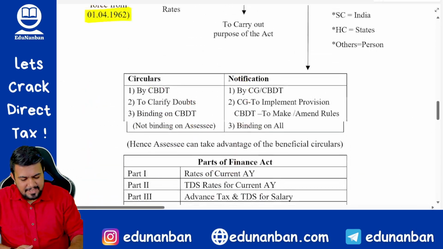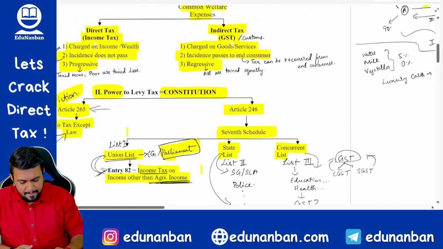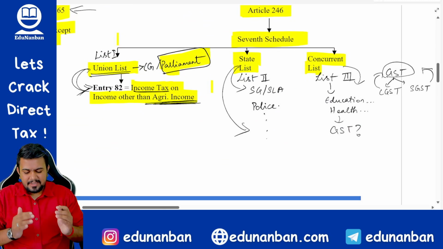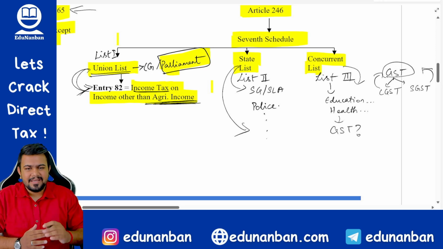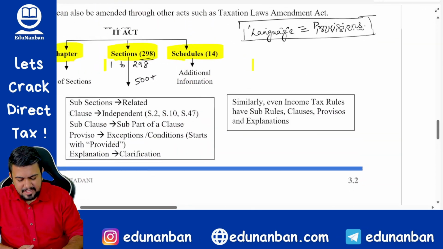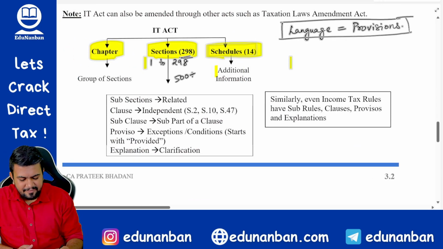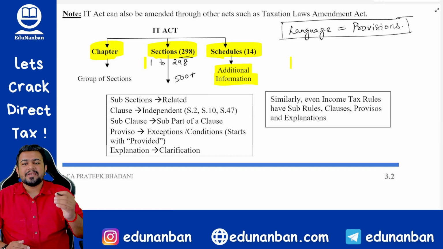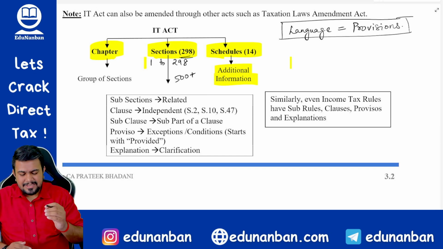See how we studied schedule number 7, which contained 3 lists, correct? List 1, list 2 and list 3. Similarly, even the Income Tax Act has schedules which contain additional information wherever required. So this is the schedule. Now let us talk in depth about the sections.